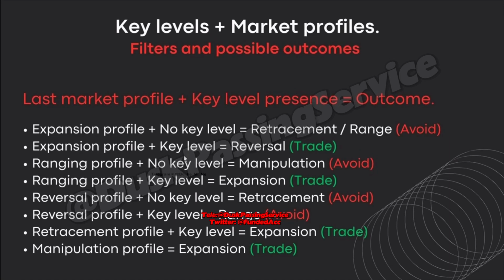Similarly, if the expansion profile has ended inside a key level and a key level is present there, then we're going to expect a reversal profile there. And as I said before, we're going to trade that because it's a reversal profile. Similarly, we've got other combinations below as well that can potentially refine your understanding even further, right? Now these aren't the only combinations, we've got others too, but these are the most important ones, and you must note them down and remember them to improve your understanding.